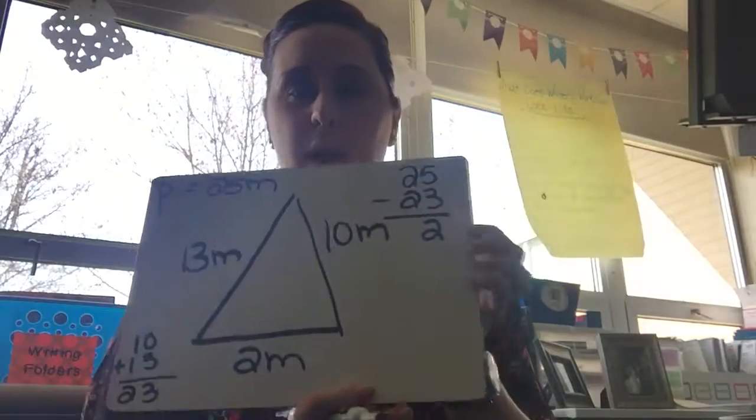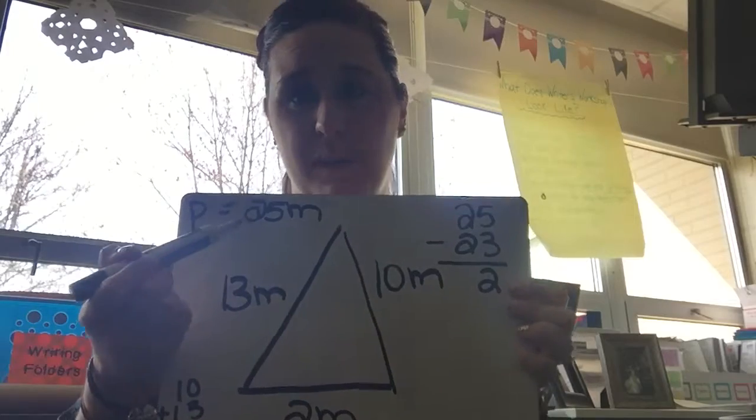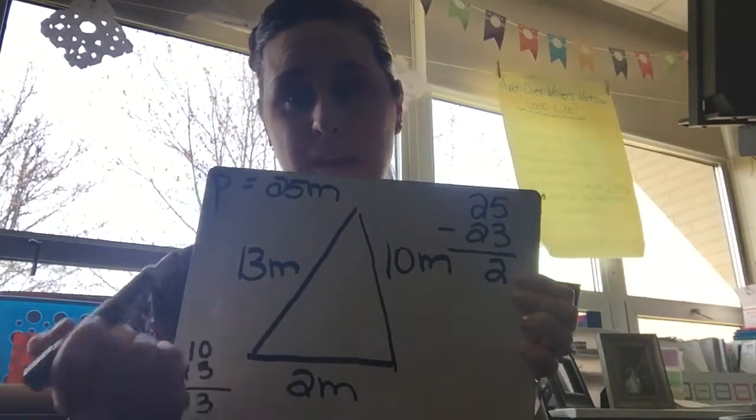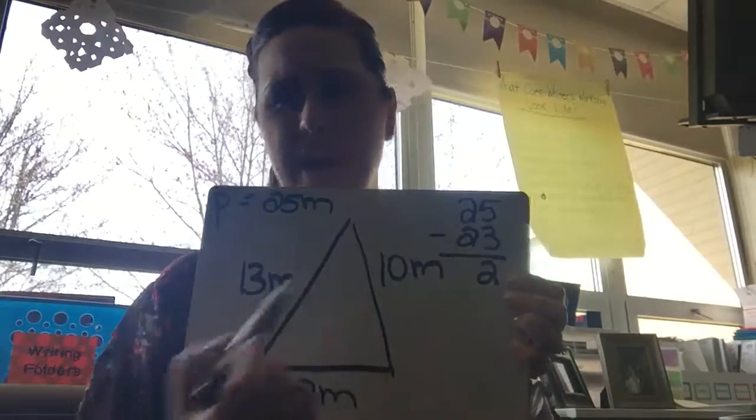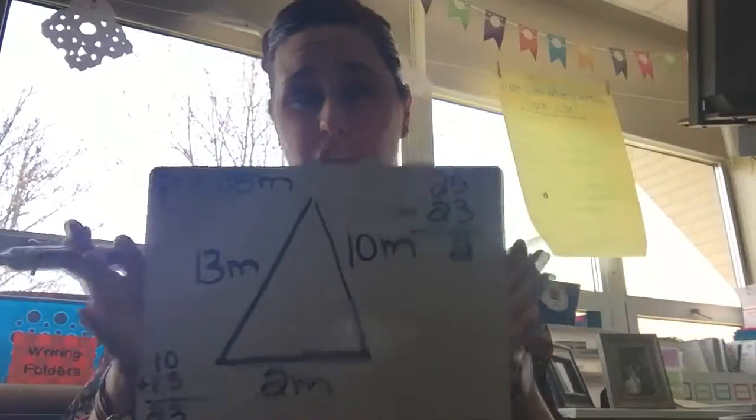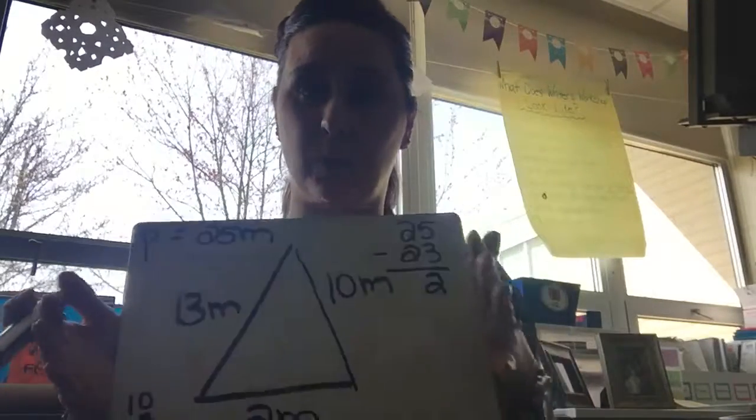So I can erase my question mark, and then I can label my side 2 meters, okay? Now, if I want to double check myself, I know my perimeter is 25, so I can just add up all these lengths to see if I get this. If I get more than 25 or less than 25, then I know maybe I messed up on one of my steps. Maybe I need to go back and double check my math. But this is basically what it is when you're trying to find the missing side, okay?